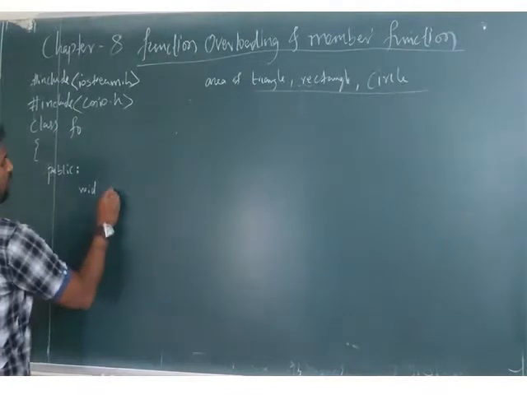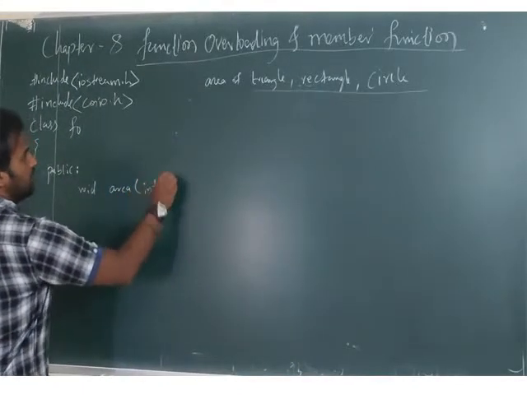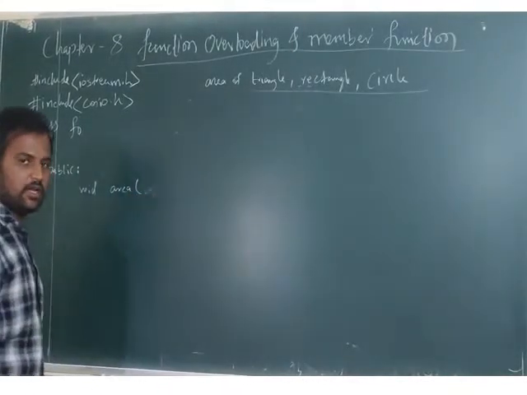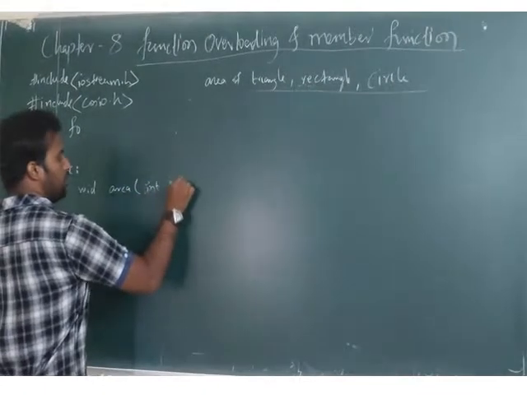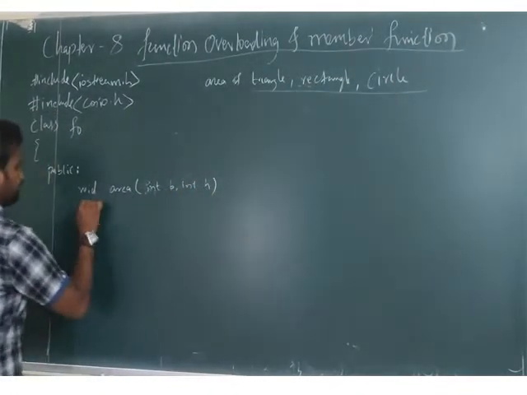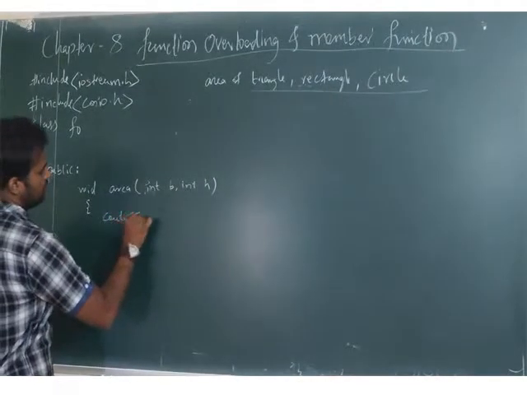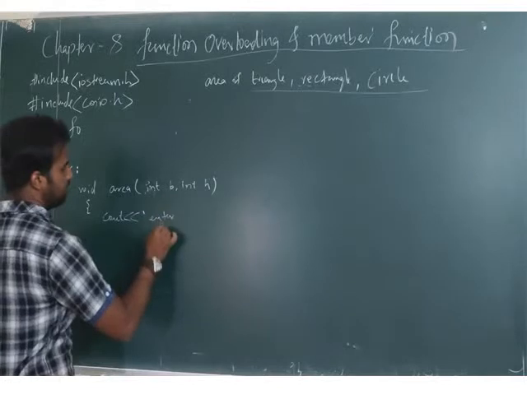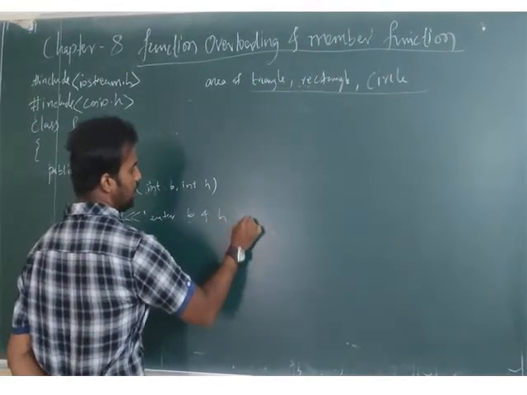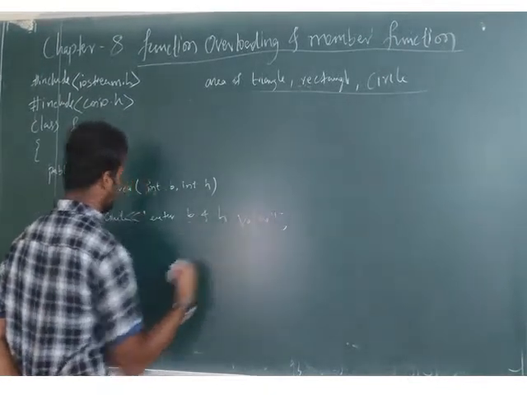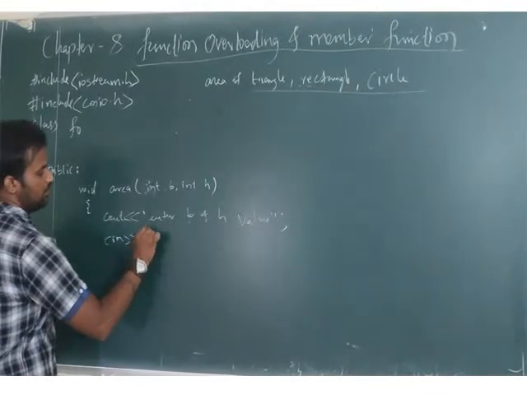Now here what will I do? Void area. Integer triangle, what is the formula for triangle? Half into b into h. So what will I write? Integer b comma integer h. Now let us see out. Enter b and h, base and height value. Okay. Then next c in b h.